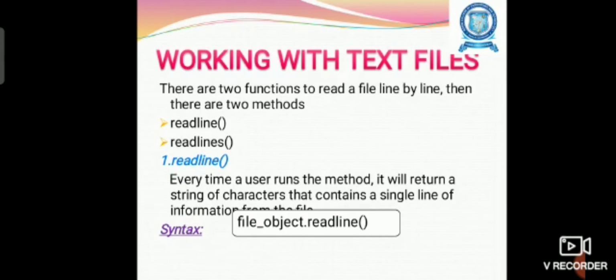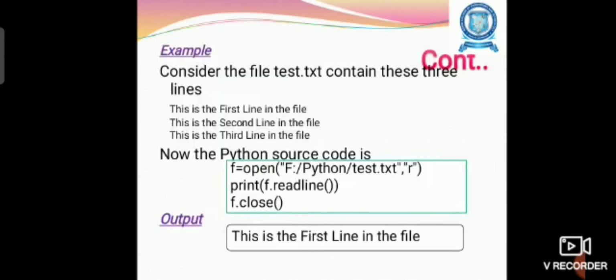The syntax is file object dot readline. Consider one file. We have an example file test.txt. The file has 3 lines. This is the first line in the file. This is the second line in the file. This is the third line in the file. So this is the content present in the file. The file has 3 lines.